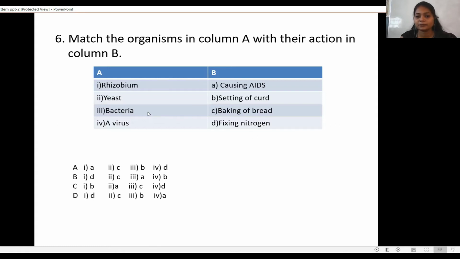Third is bacteria, and we know so many bacteria are there, some harmful and some useful for us. So here for third we have the second option, that is setting of curd, which is governed by lactobacillus bacteria. And for the fourth, a virus is what? It causes AIDS. So here for first we have D option, for second we have C option, for third we have B option. So which one is the correct order here? D, C, B and A. So here D option will be appropriate.